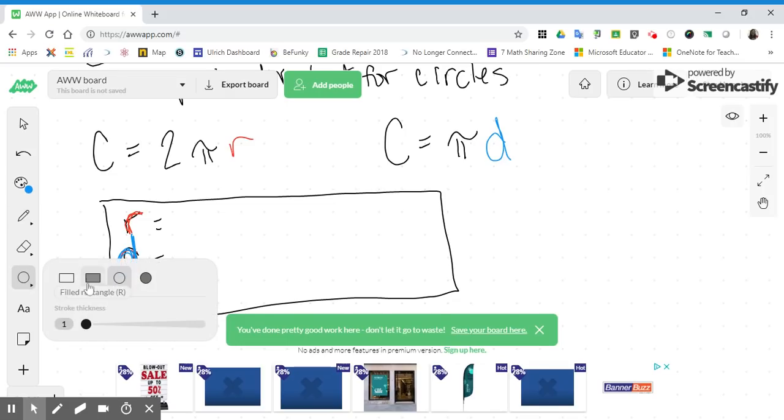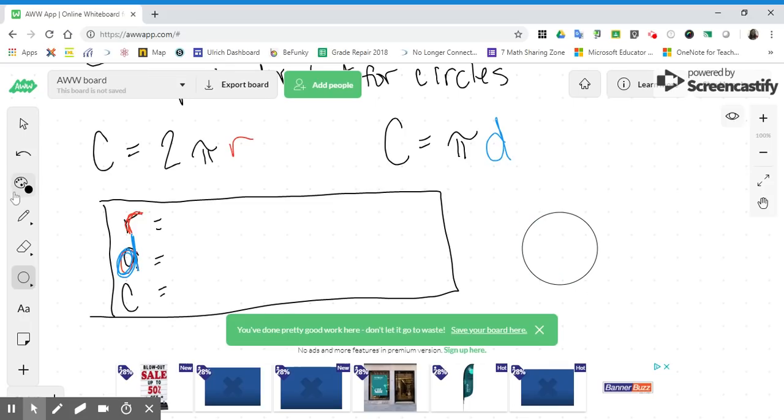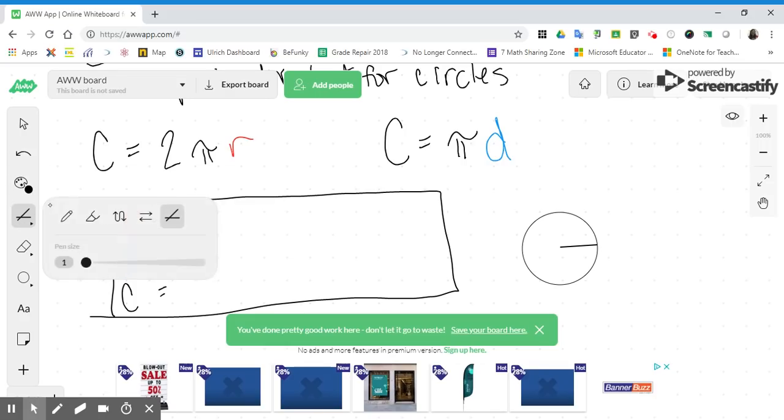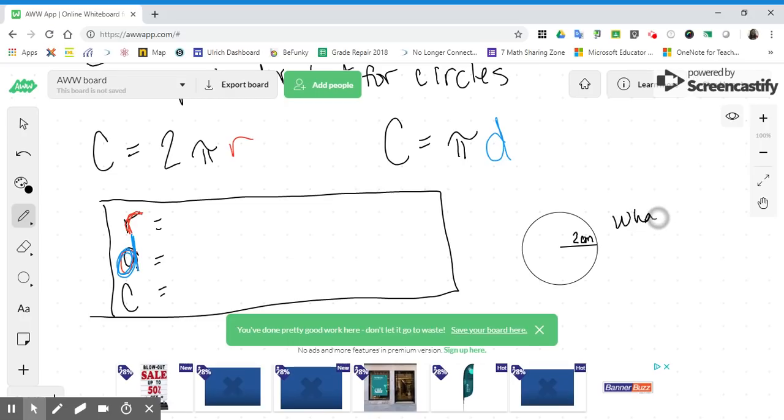So draw yourself a little circle. Not blue, Jablonski. Okay, and then this one would be given to you. So we're going to draw in the first question. We have a line across, and it says this is 2 centimeters. And it says, what is the circumference?